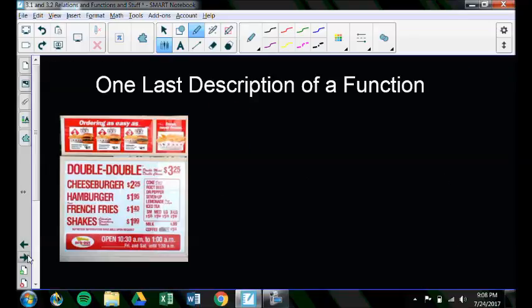Here's our last description of a function, then I'll move on. Think of it like a menu. This is the holy grail of fast food menus. This is In-N-Out. If you go to In-N-Out and order a cheeseburger, it's going to cost you $2.25. So if you order one cheeseburger, it's going to cost you $2.25. And every time you order a cheeseburger, you get $2.25 for your cost. That is going to be our inputs to our outputs.